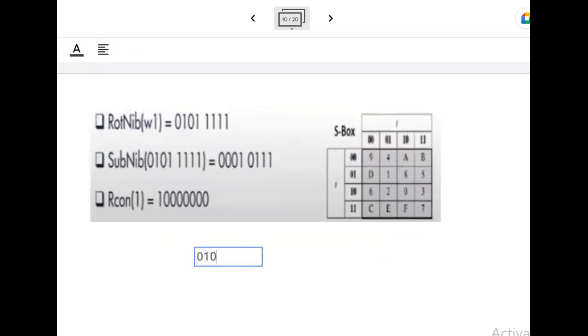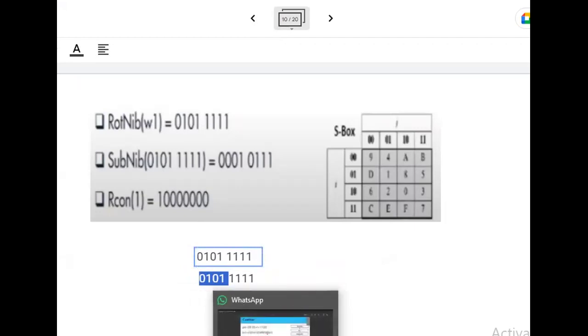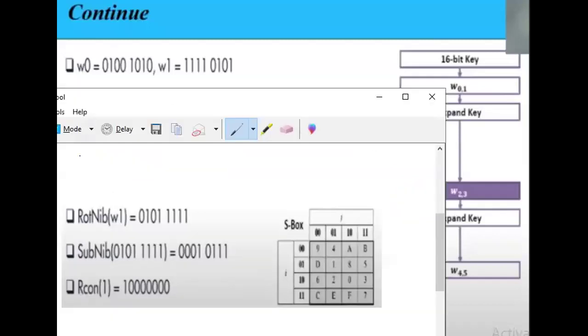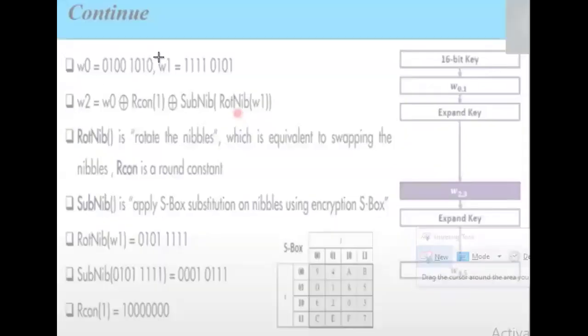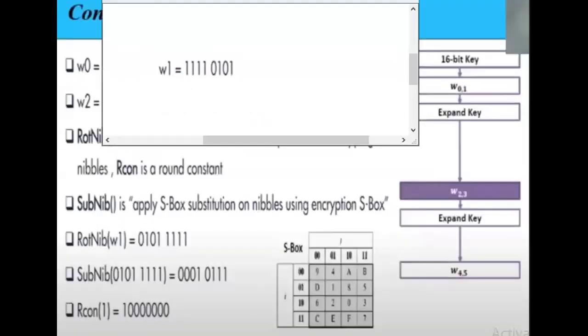I hope rotate nibble is clear to you. Rotate nibble is just shifting: this is the first nibble and this is the second nibble, and swapping these two nibbles with each other gives the rotation. Then, after substitution, we will get the substitute nibble of the initial input, that is our W1. So this was the W1.